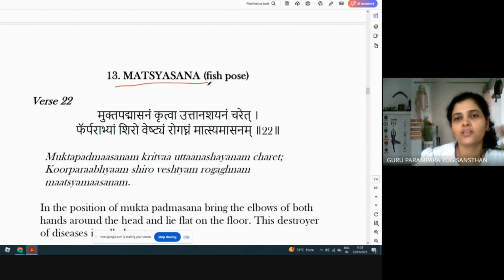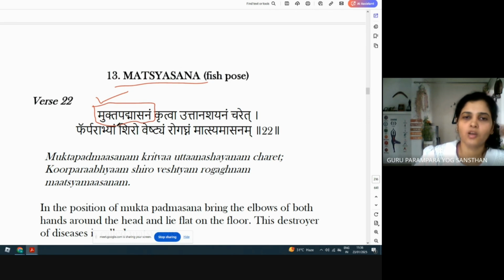Matsyasana. It is important because a question has already come: which asana in Gheranda Samhita, even they will not write Gheranda Samhita, which asana is performed in Mukta Padmasana. Matsyasana in Gheranda Samhita is performed in which asana? So it's Mukta Padmasana. What we do today, Padmasana, is Mukta Padmasana. Without holding your toes, it becomes Mukta. If you are holding toes, that becomes Baddha Padmasana. So only this question comes from here.